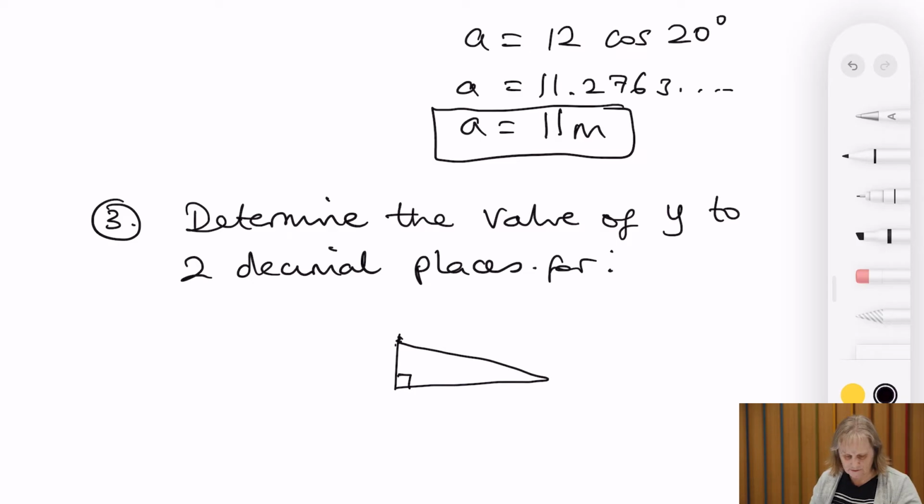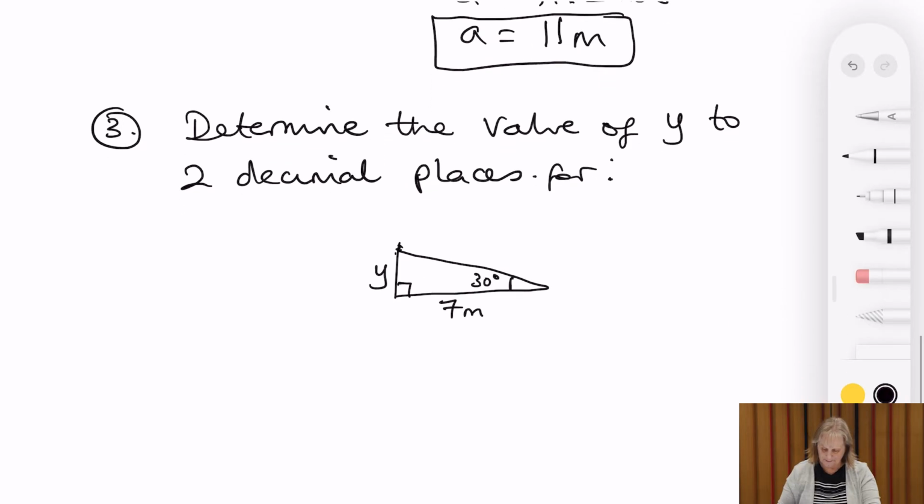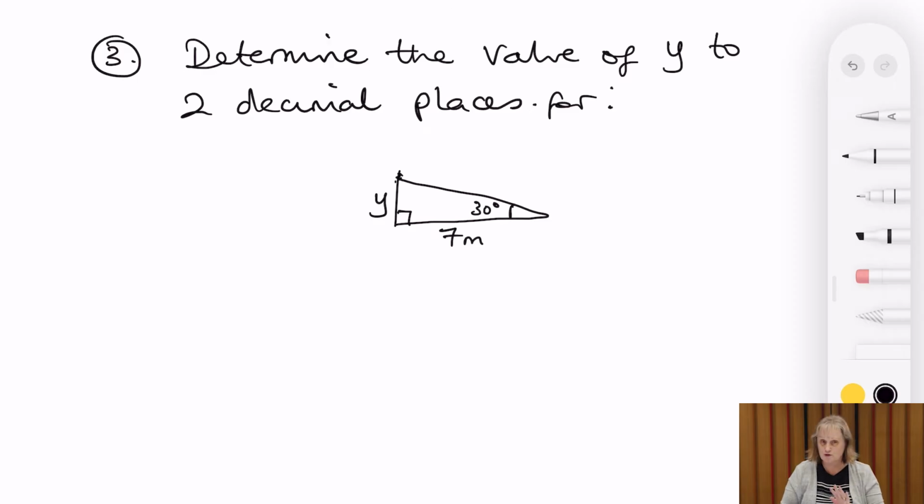So we know that this is the right angle. So again, we can only use SOH-CAH-TOA when we have right angles, a right angle triangle. So we want to find this length y. We're told that this length is 7 meters, and we're told this angle is 30 degrees. Okay, so the diagrams are not drawn to scale, it's just an approximate diagram here.